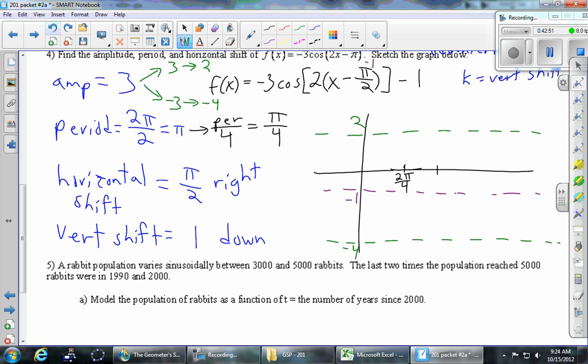So what's the next one? 3 pi over 4. And the next one, don't reduce, 4 pi over 4. And the next one, 5 pi over 4. And then finally, don't reduce, 6 pi over 4. Those are the important x values for us. We had our starting x value, and then you just keep moving to the right by the period divided by 4.